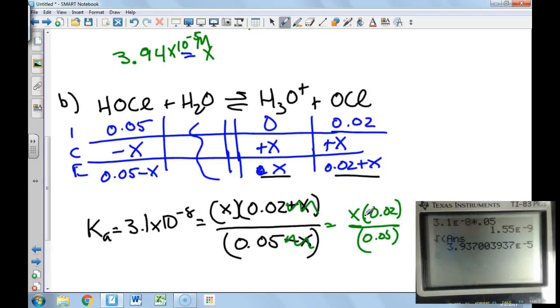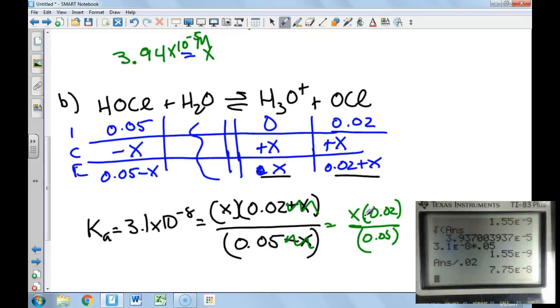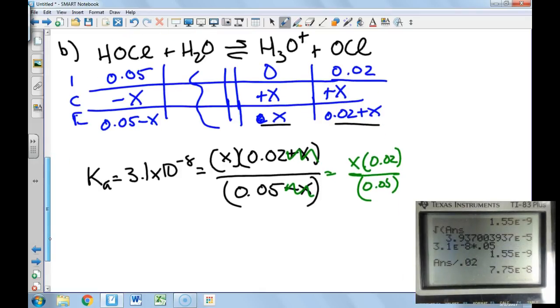And so now we solve for x. We just do a little bit of cross multiplying. So 3.1 times 10 to the minus 8 times 0.05 divided by 0.02. And so we get that x equals 7.75 times 10 to the negative 8 molar.